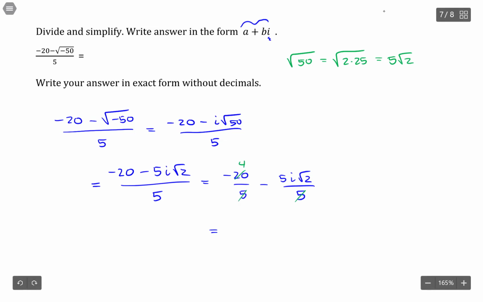So that would be negative 4. This would cancel all the way. And we end up with negative 4 minus i square root of 2.